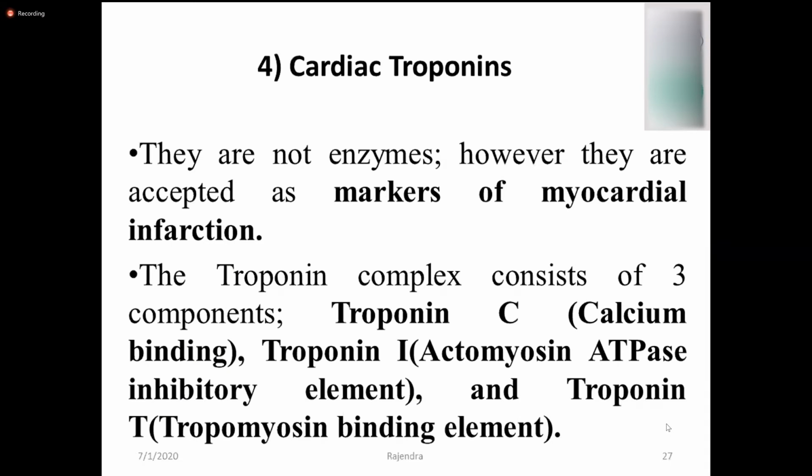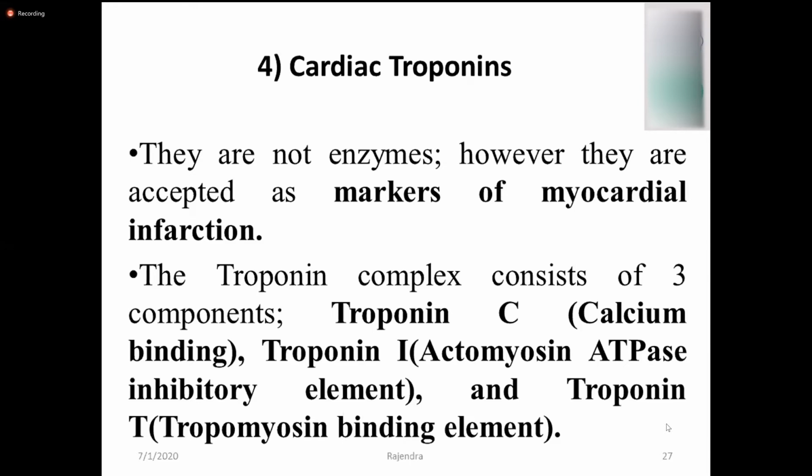Yesterday, another very important marker was cardiac troponin. Troponin is a special type of protein, and we say cardiac troponin. Yes, troponin is present in other muscle, but cardiac troponin is very, very specific only for cardiac tissue. That's why we say cardiac troponin rather than just troponin.